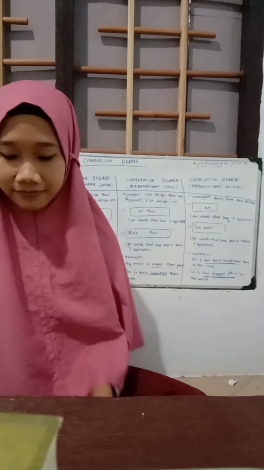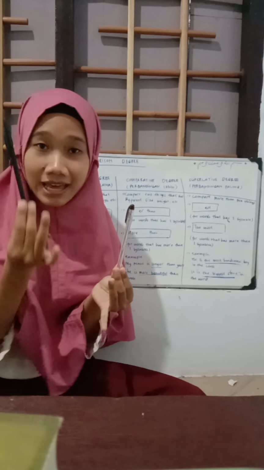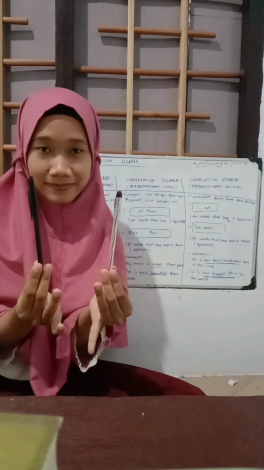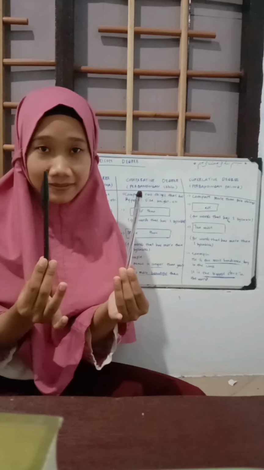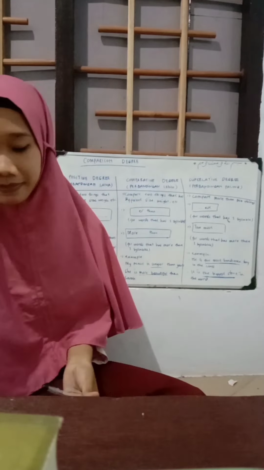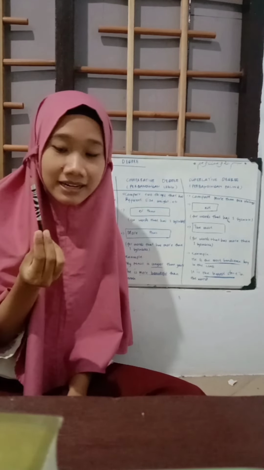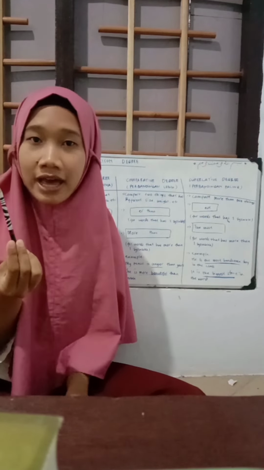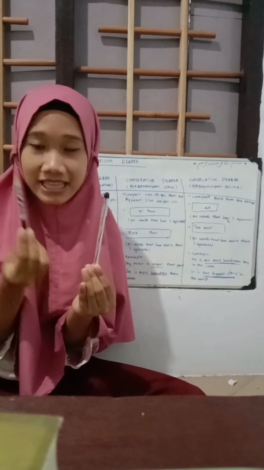The first is, I have two pens, and this one is as big as this one. So this pen is as big as this pen. Another example is, I have a pencil, and this pencil is big, but I also have a pen, and my pen is bigger than my pencil.